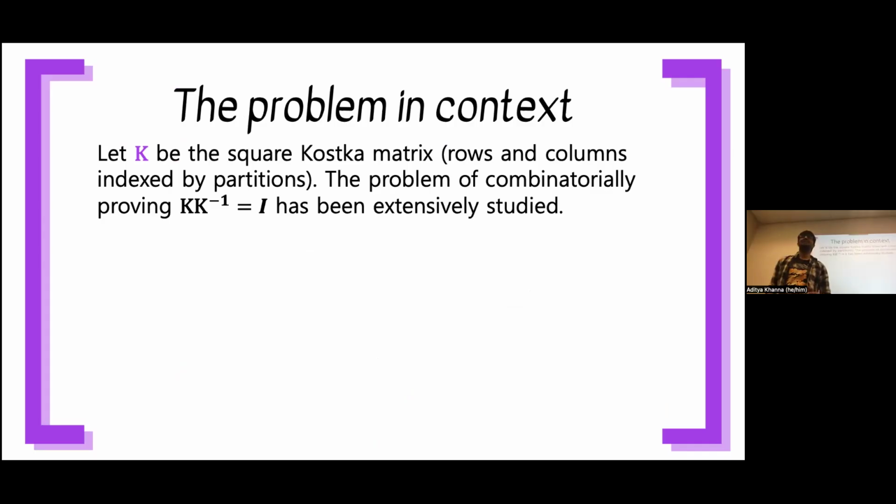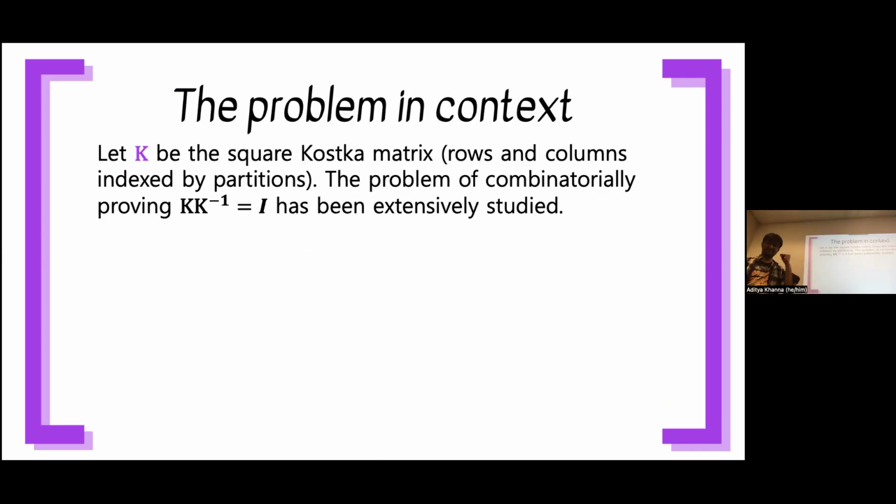So this is roughly the last slide, which is what other people have done. And after this, we will start talking about our paper. When people consider the Kostka matrix case, they're mostly looking at the square case. The square case is indexed by partitions and partitions, so in the sense, you remove all the redundant columns. And this is what you get.